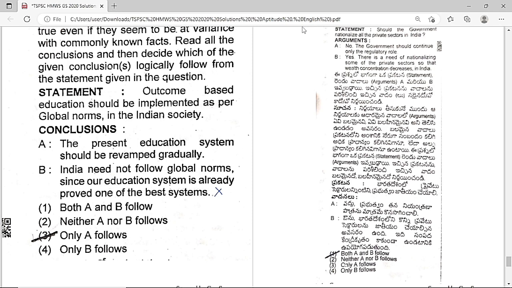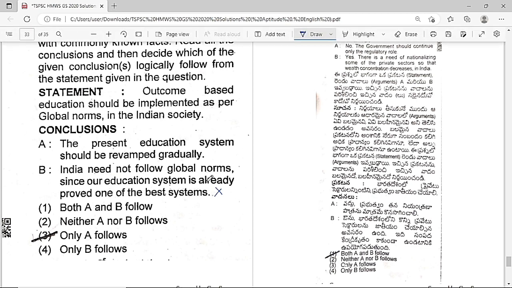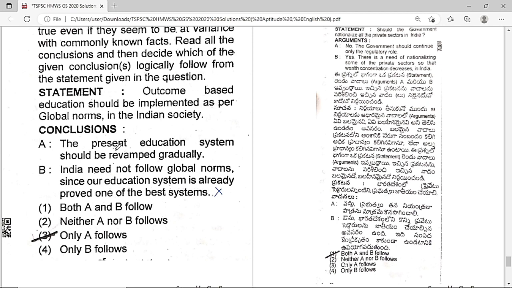The present education system should be revamped gradually, means it should be changed gradually to make this happen. Statement B, India need not follow global norms since our education system is already proved one of the best systems. It is blindly wrong. If you make this happen, then what is going to happen? Then we are not improving. But the statement is telling that we should improve.